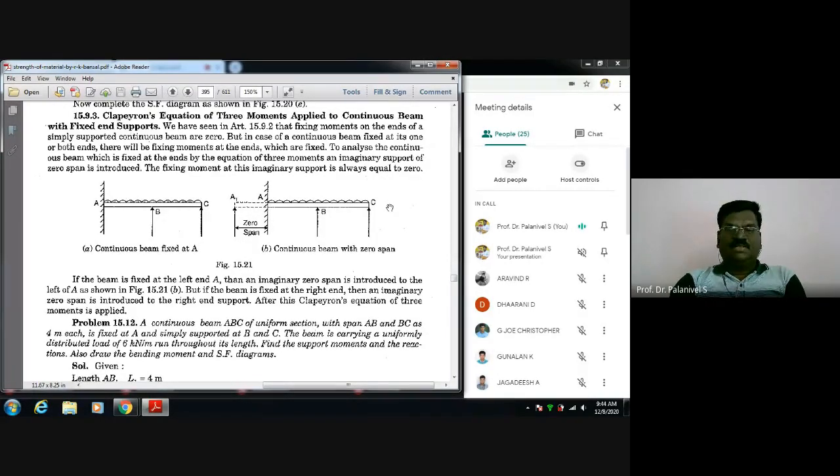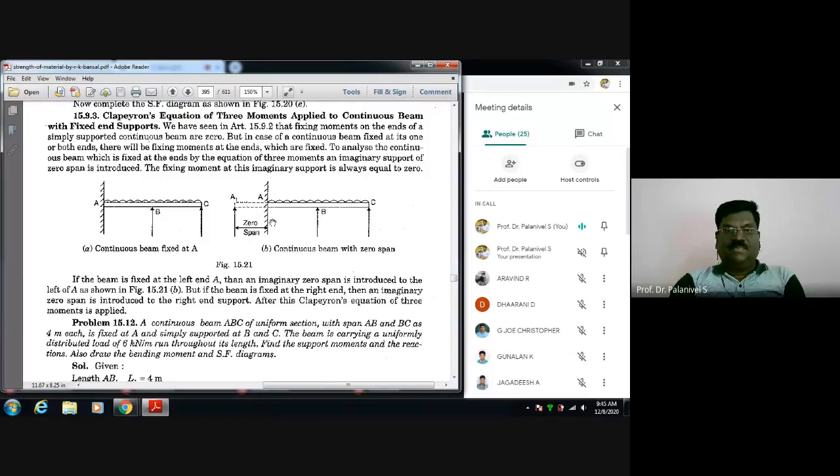Now you have to apply the theorem of three moments this way. First, you consider spans A1A and AB. These two consecutive spans, you apply the theorem of three moments to them, and you will get one equation. Then you consider the other two spans, AB and BC, and apply the theorem of three moments. You will get another equation. Totally, you have got two equations.